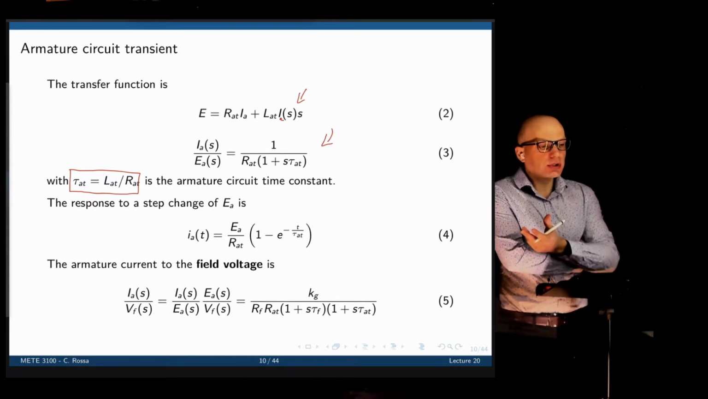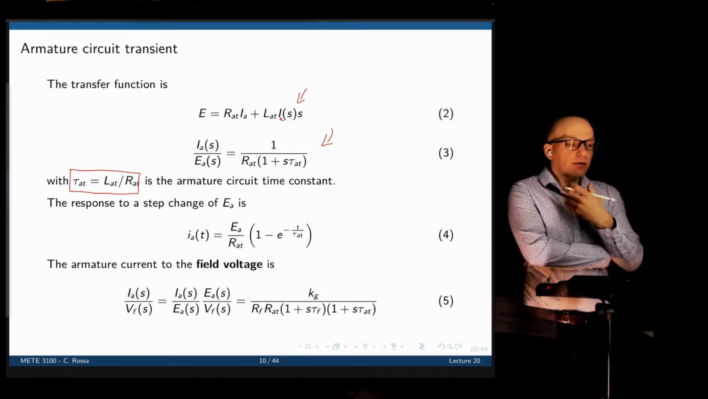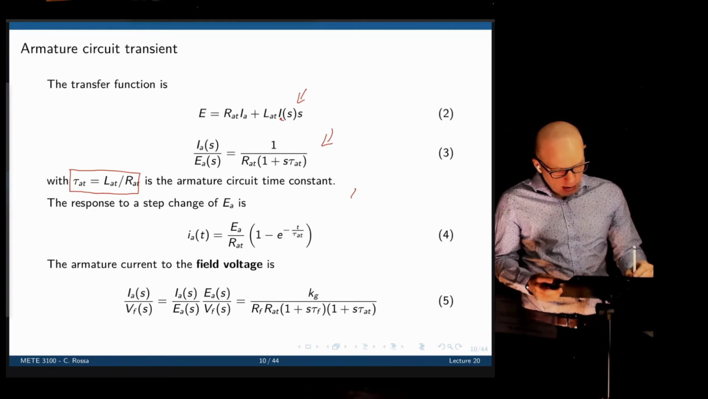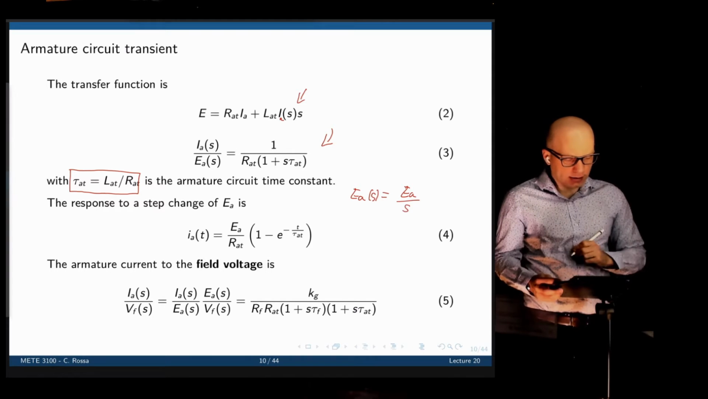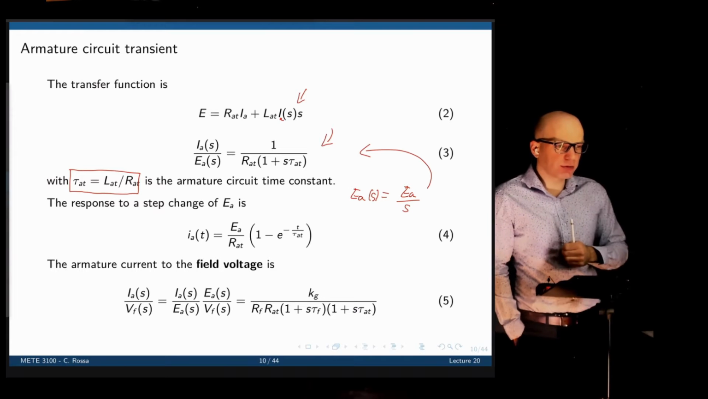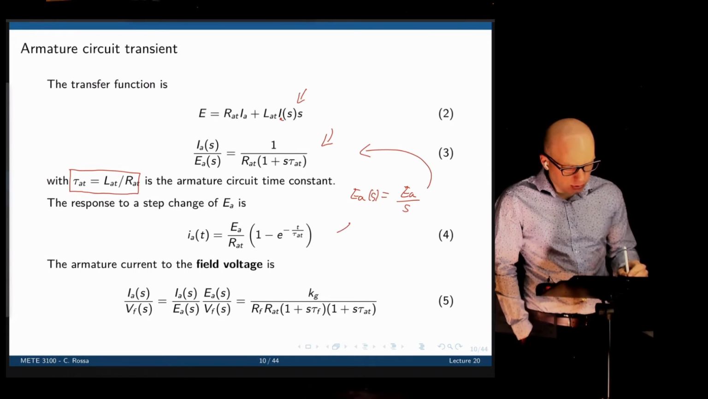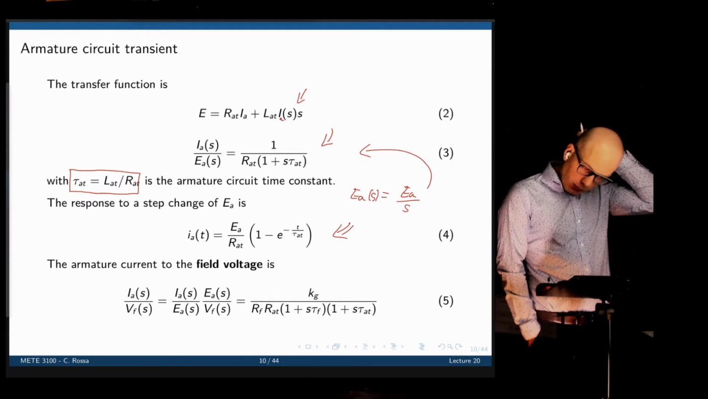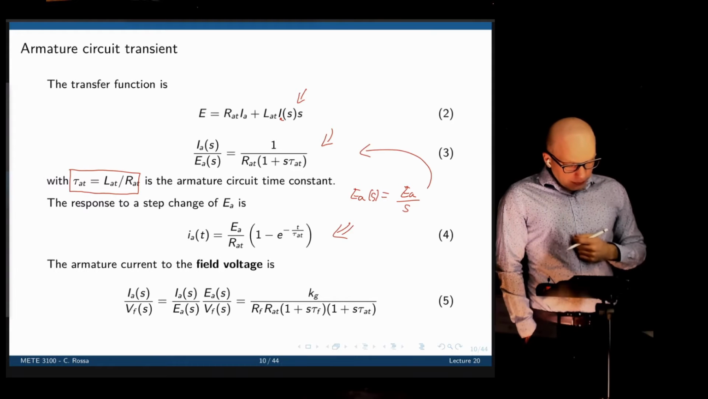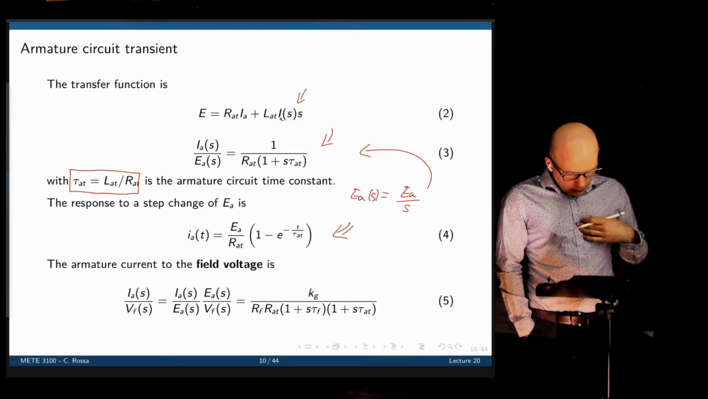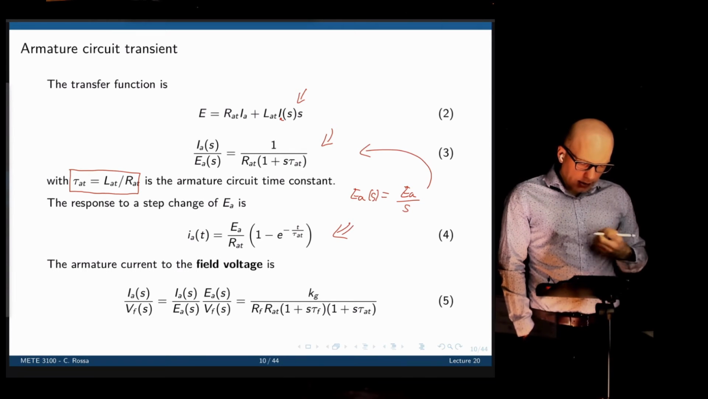If you're closing the switch, then from the stator's perspective, the voltage that we applied to it is a step function, which means that EA of S becomes the magnitude of EA divided by S. Replace that in equation 3, do the inverse Laplace transform, and that gives us an equation now for the current developed in the rotor, in the stator, sorry. This would be for a step input. Okay, tau AT is again the time constant.